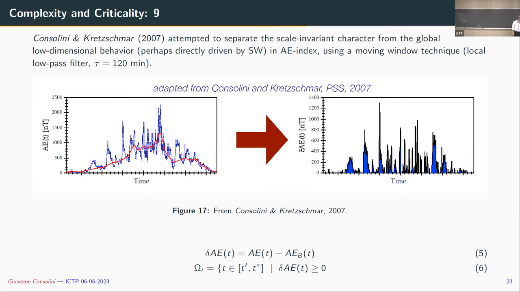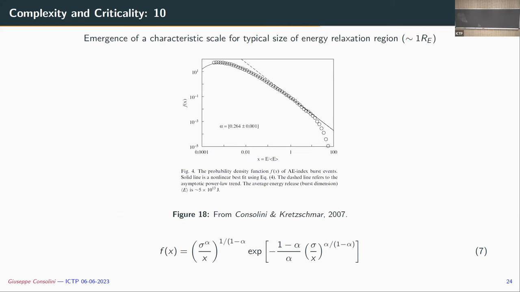Another step was done later, just to understand if we can extract these two features. So we used a different approach. We extracted the complex dynamics, and we found that this seems to be related to extreme statistics. This is the distribution function, the Fréchet distribution function, which is generally used to characterize extreme event statistics.